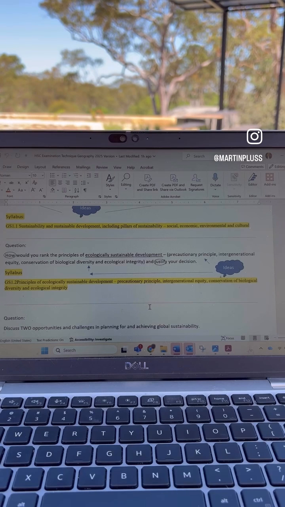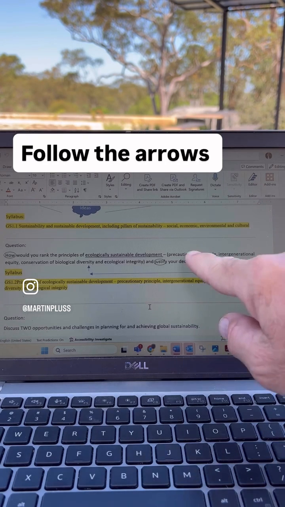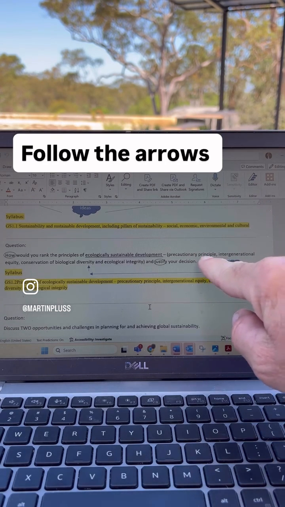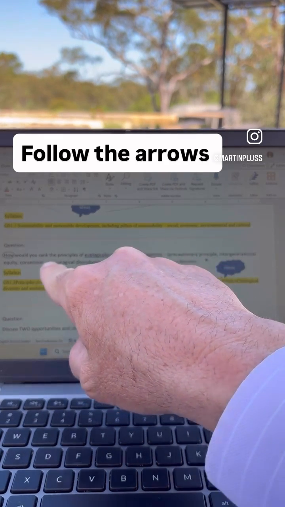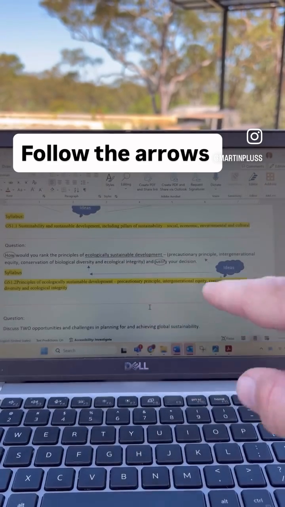The other thing you'll notice in this question is it's also got a "justify" on the other side there. Then finally, you have to decide, okay, what are the ideas you're going to elaborate? In this case, I've decided I'm going to elaborate the precautionary principle for that arrow, coming across here and up there. I'm also going to elaborate conservation of biological diversity and ecological integrity.